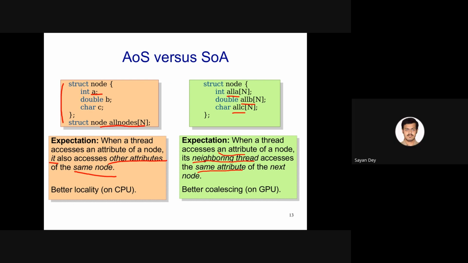Can you explain why accessing the same attribute of the neighboring node is also helping in coalescing? This part I am not very confident about.